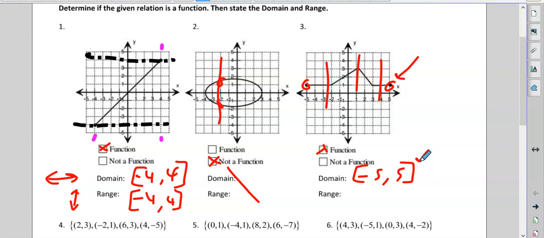All right, now how low and how high does it go? Well, the low is 1 and the high is 3. So it goes from 1 to 3, both inclusive.